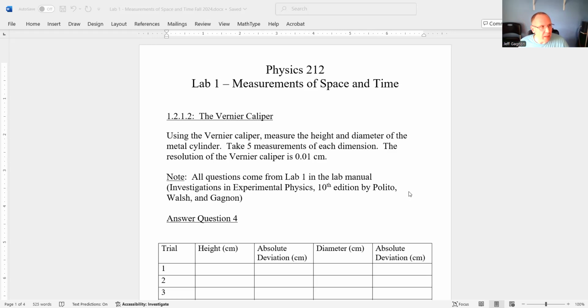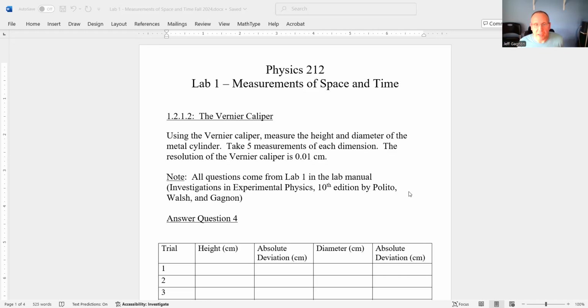A right circular cylinder has both a diameter, or a radius, and a height. You can think of the diameter as being twice the radius. So we need to measure those two lengths: the diameter of the cylinder and then the height of the cylinder.